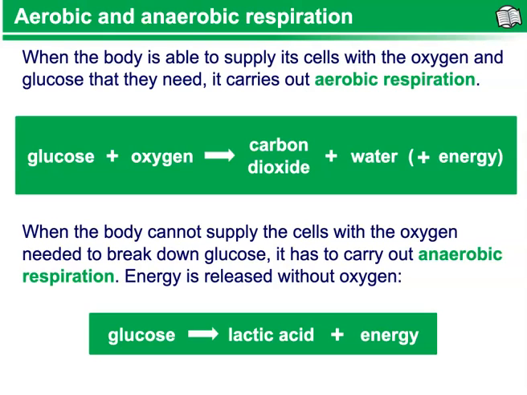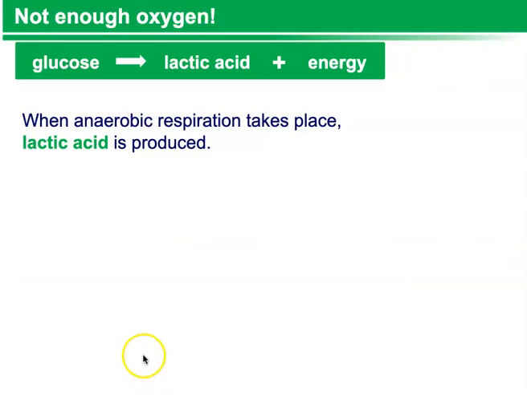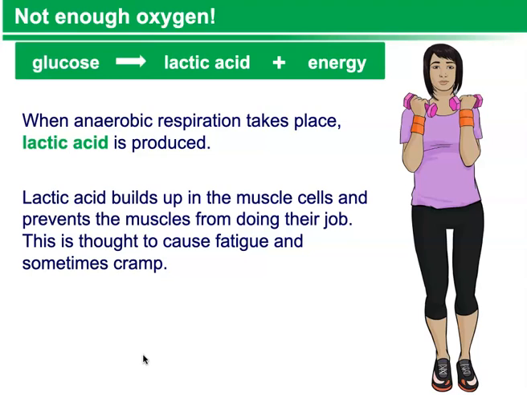Anaerobic respiration does not replace aerobic respiration. Only cells that require more energy, such as muscle cells, will carry out anaerobic respiration if there is not enough oxygen present. So if there's not enough oxygen, we have glucose, it's broken down into lactic acid, and energy is released. When anaerobic respiration takes place, lactic acid is produced. Lactic acid builds up in the muscle cells and prevents the muscles from doing their job. This is thought to cause fatigue and sometimes cramps.